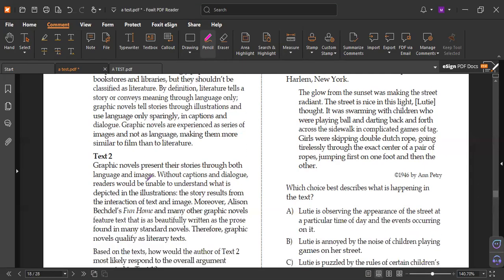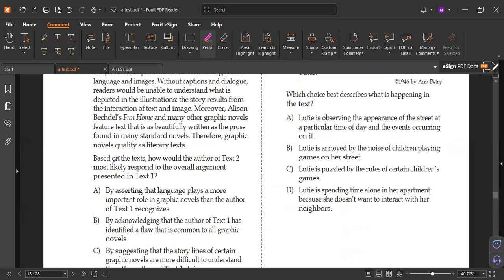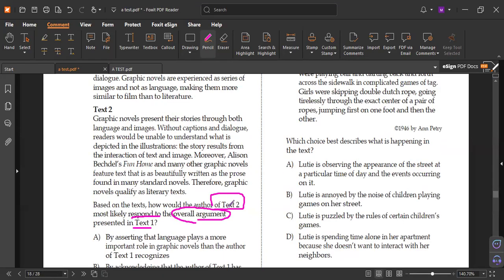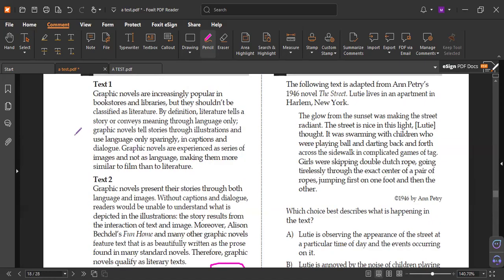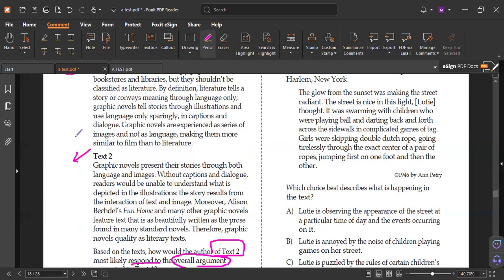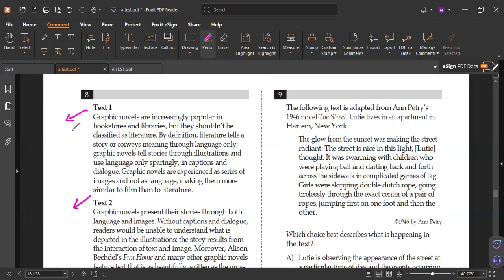So now come on, Adam, always read the question. It says, based on the text, how would the author of text 2 respond to the overall argument in text 1? So we need the opinion or the point of view of author 2 on the main idea of text 1. Does he agree or disagree, or is he neutral, or does he not like it? What did he say exactly? So your job is to read text 1 very quickly, and then find any response there. Let's read and summarize from the first reading.